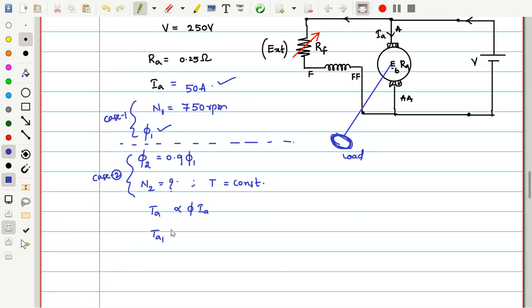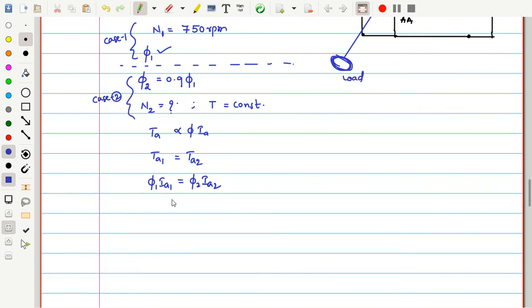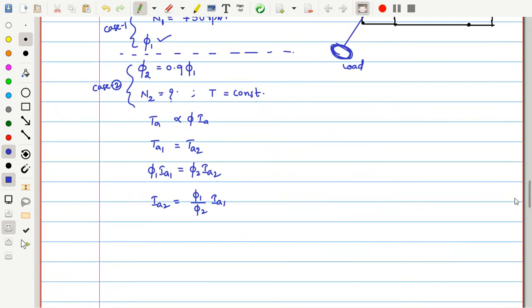In case 1, the torque is TA1. In case 2, the torque is TA2. So now can I write phi 1 IA1 is equal to phi 2 IA2 from the above expression. Some things are given. Let us find the new armature current when it runs at the new speed. So IA2 is equal to phi 1 by phi 2 into IA1. IA1 is given to us, 50 amperes. With phi 2 as 0.9 phi 1 and IA1 as 50, how much is this in amperes? You will get 55.6 amperes. That means the current is increasing, from 50 to 55.6.